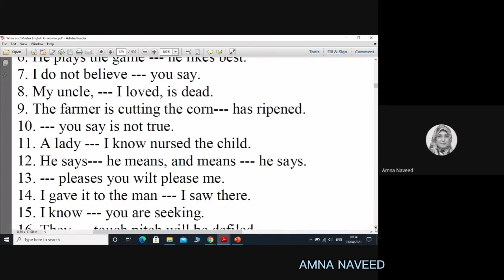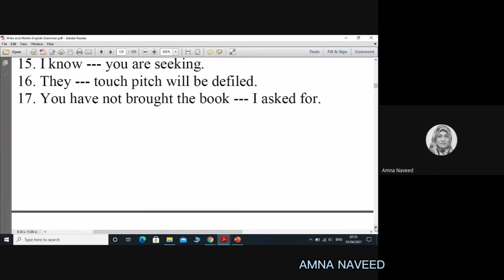So you have developed very good understanding on the topic. So let's have a look at this last sentence, sentence number 17. You have not brought the books dash I asked for. Yes, that. It would be filled with that. Very good. So you have developed good understanding on it.